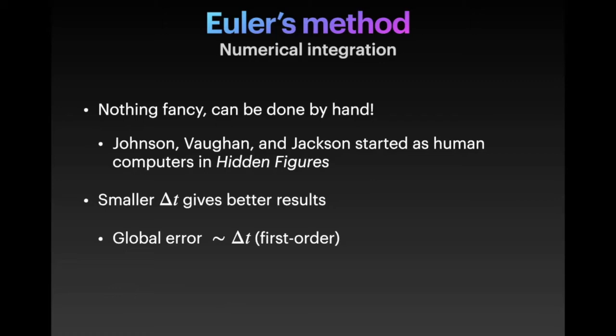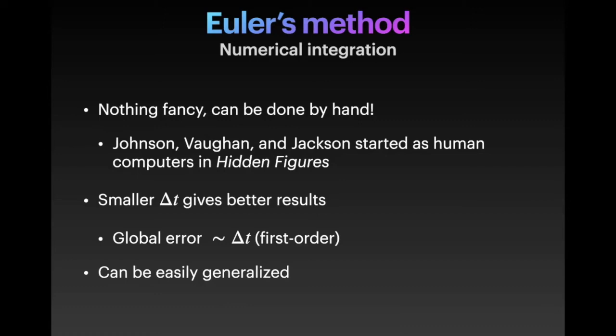And this is just kind of the global error, right? How far off you're going to be at the end is proportional to your step size. So that's why this is called a first order method. So the smaller you make your step size, the smaller your error is. There are other methods that do better, right? They're called second or third or fourth order, so that they improve more as you make that step size smaller.